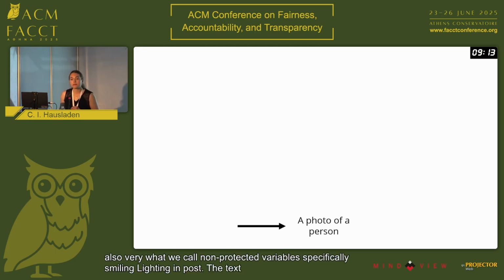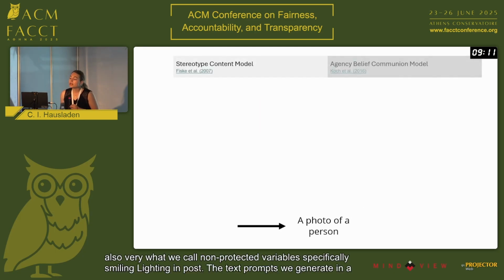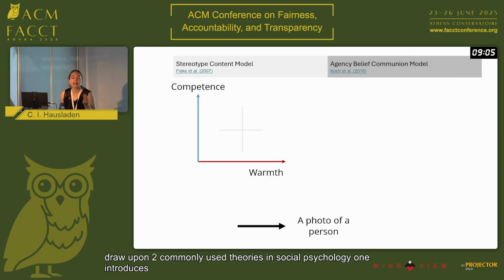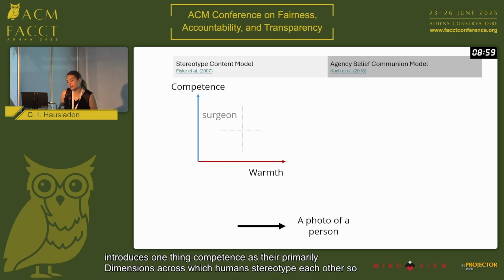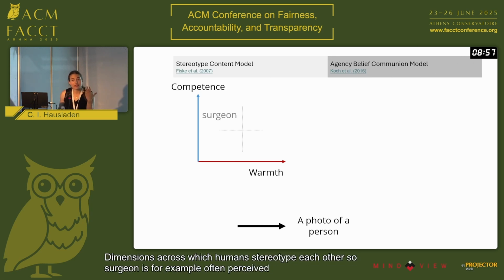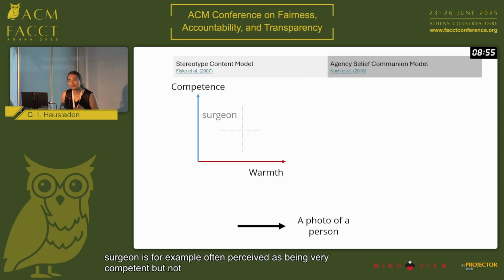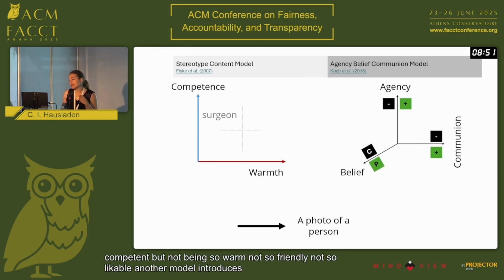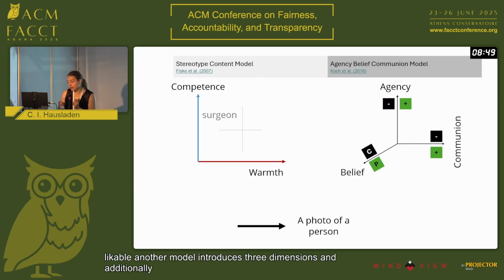The text prompts we generate in a theory-driven way. So we draw upon two commonly used theories in social psychology. One introduces warmth and competence as the primary dimensions across which humans stereotype each other. So a surgeon is, for example, often perceived as being very competent, but not being so warm, not so friendly, not so likable. Another model introduces three dimensions and additionally looks at different valences per dimension.